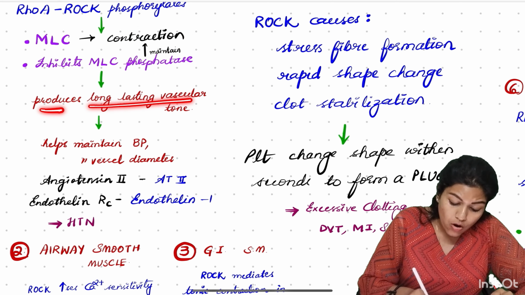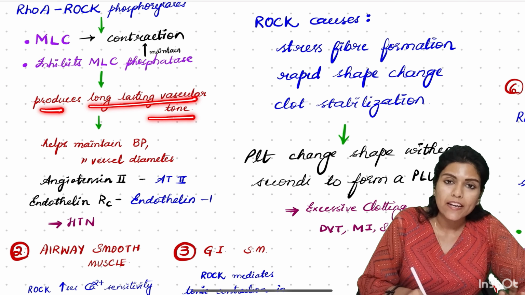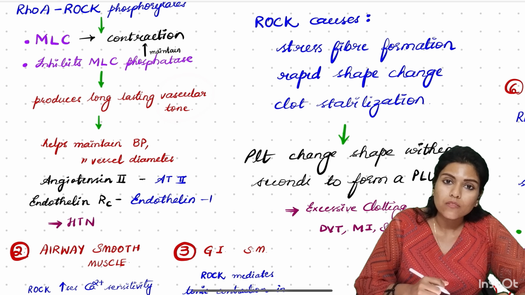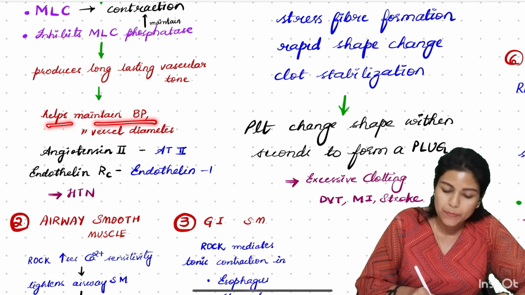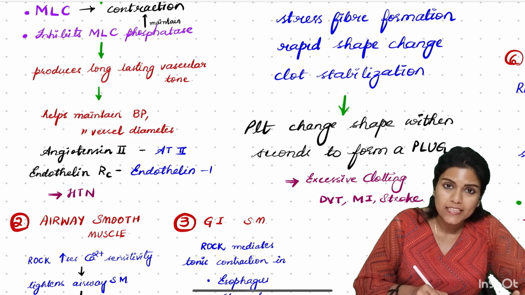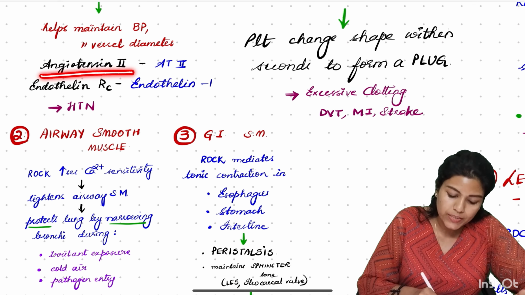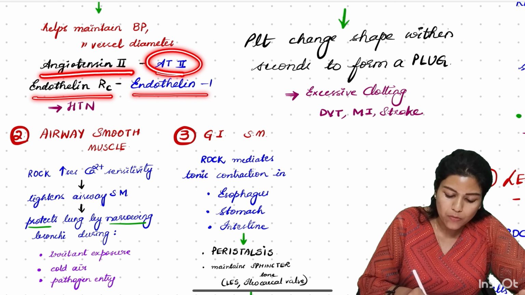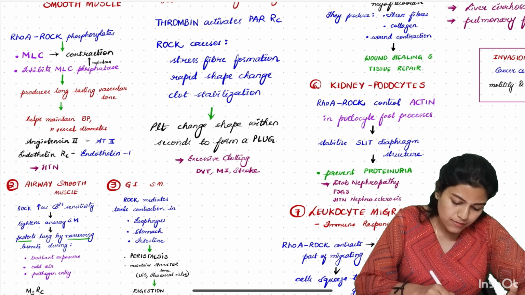So it produces long-lasting vascular tone because of the smooth muscles of the vascular channels. When they get contracted, it will maintain the vascular tone of the vessels, and it helps maintain the blood pressure. Because of vascular tone, the blood pressure is maintained and the vessel diameter is maintained. Examples of receptors and ligands in vascular smooth muscles are the angiotensin 2 receptor acted upon by angiotensin 2, and the endothelin receptor acted upon by endothelin 1. This is about the vascular smooth muscle cells.